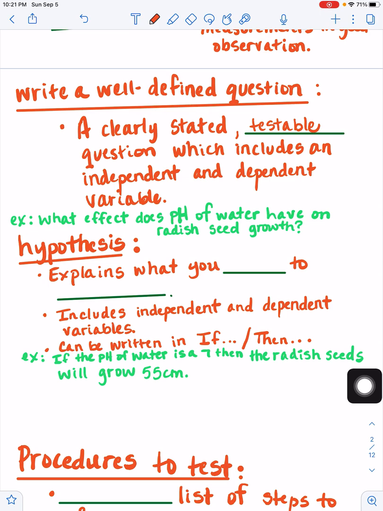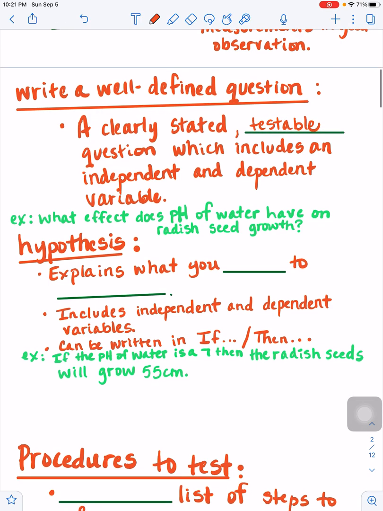A hypothesis is made next. Once you've written your well-defined question, you're going to think about what you expect to happen. So write this in. It explains what you expect to happen in your experiment when you test your question. It also will include an independent and dependent variable, and it can be written as an if-then statement, like a cause and effect. For example, if the pH of water is a 7, then the radish seeds will grow 55 centimeters.